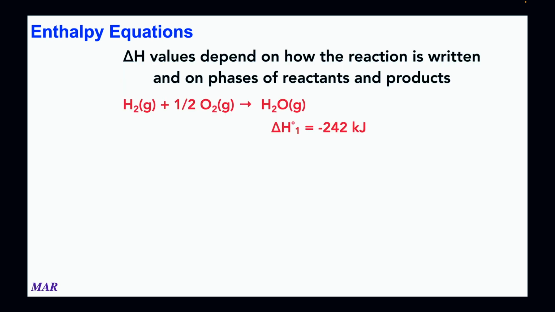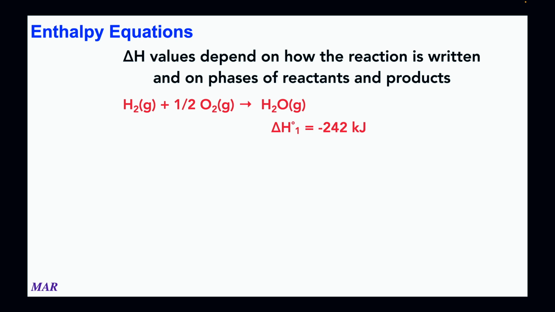Delta H values, delta H reaction values, depend on how the reaction is written, and it also depends on the phases of your reactants and products. So let's look at this reaction, which is hydrogen gas and half of an oxygen molecule making water. And again, I don't usually like using fractions, but there's going to be something coming up that I have to use fractions too. Either way, this delta H is minus 242 kilojoules, so it's exothermic.